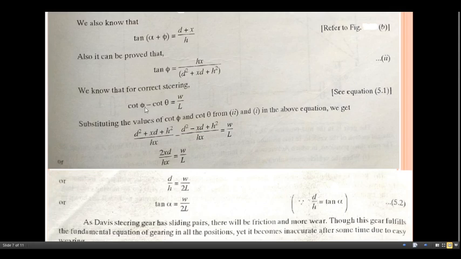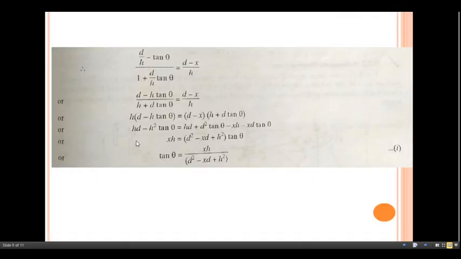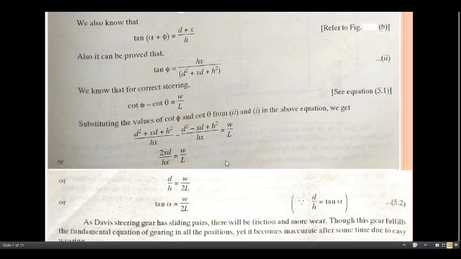Okay, so what about the cot of phi from this relation? What do we get here? The reciprocal of this one. We can get the value for cot of phi: d square plus xd plus h square, divided by hx, which remains as it is. And what about tan of theta? This term goes in the numerator and this term comes in the denominator. In this way we can substitute the values for cot of phi and cot of theta.